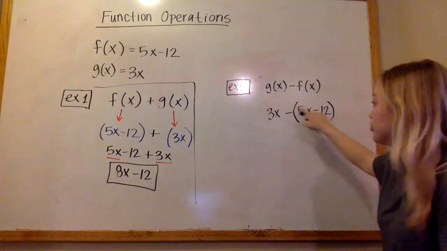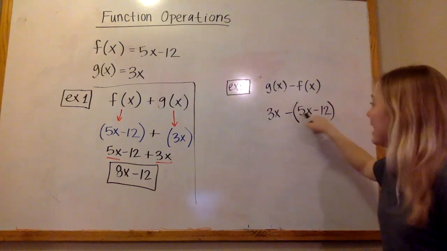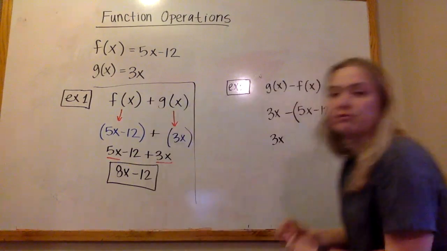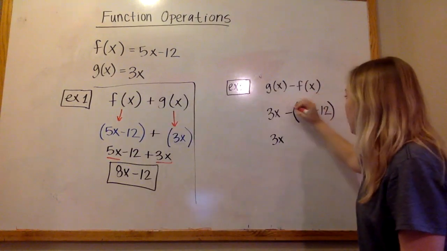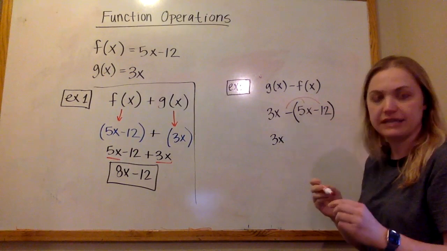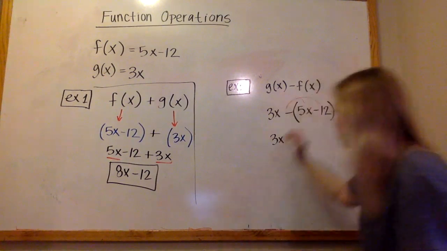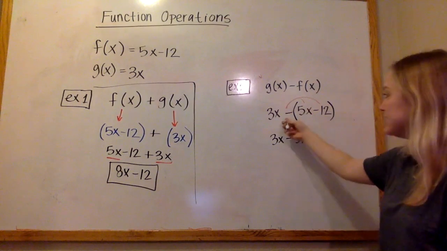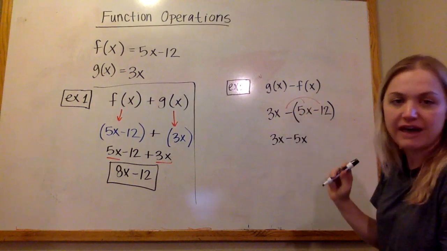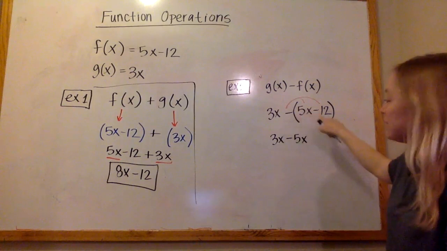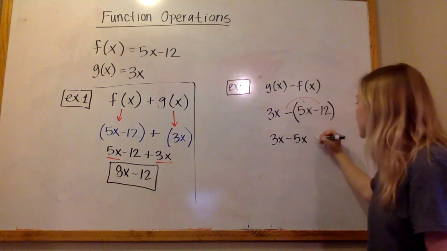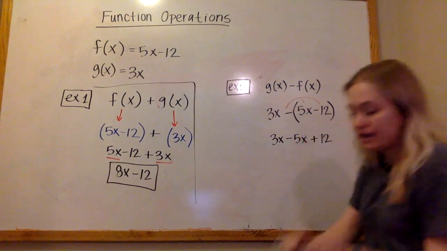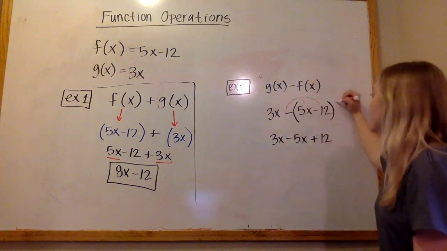And so when you would distribute that, it would become 3x still in front. And now I'm going to distribute that negative 1 to everything in the parentheses. So it's going to be 3x minus 5x, because negative 1 times 5x is negative 5x. And then negative 1 times negative 12 is plus 12.